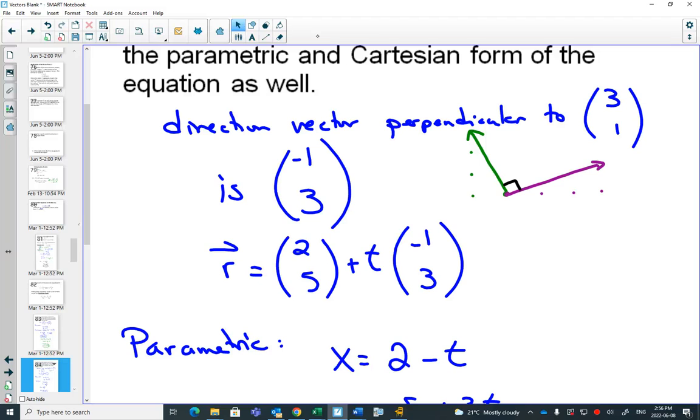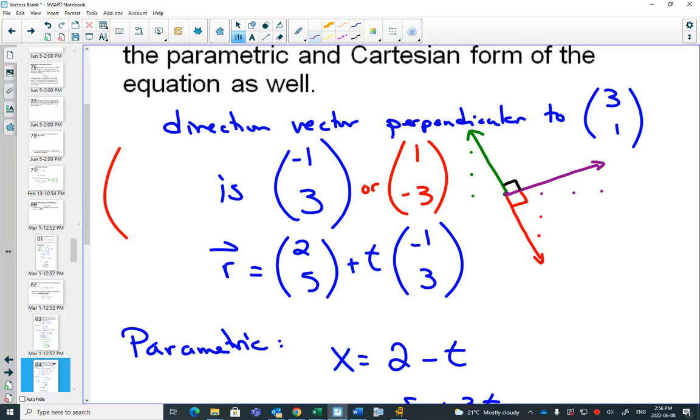Right? Because if I did +1 and -3, I'll do that in red. If I made the 1 positive and the 3 negative, that would still be perpendicular there. Yes, this question would be identical if you used 1, -3. It would be identical if you decided to use something like a multiple of that.